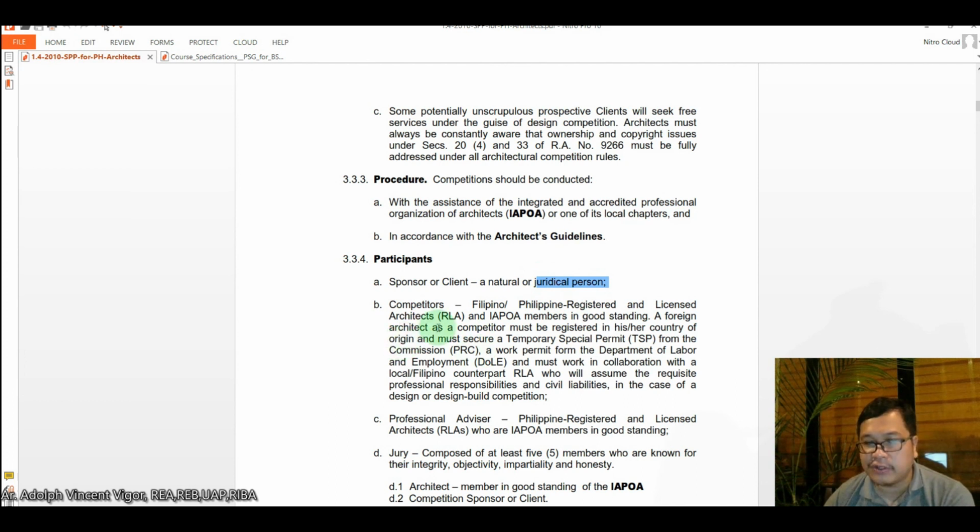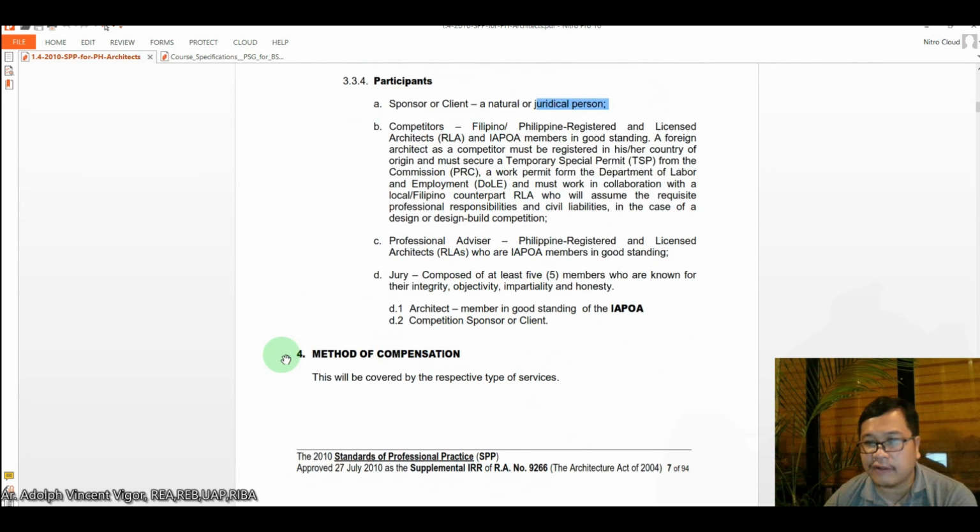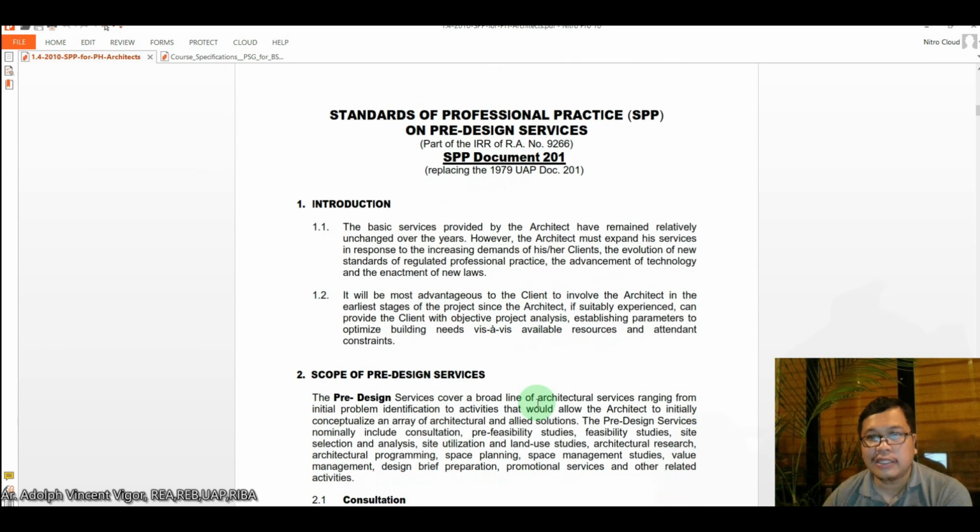Then the competitors, of course, you have the Filipino registered licensed architects, and of course some foreign architects who have secured a temporary special permit from the PRC and also a work permit from the DOLE. Then you have here a professional advisor. Then of course a jury composed of an architect and a competition sponsor or client. Then the methods of compensation, class, will be subject to the respective type of services covered under the UAP documents presented here.